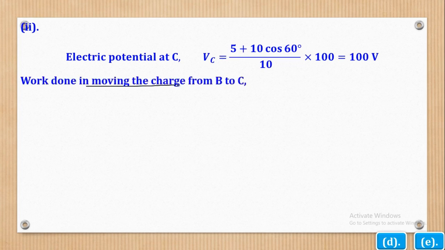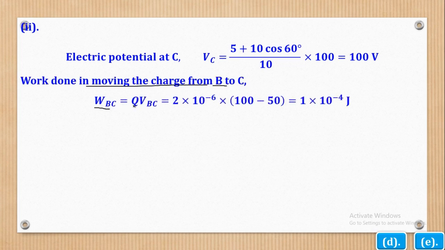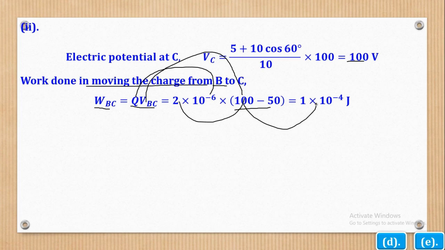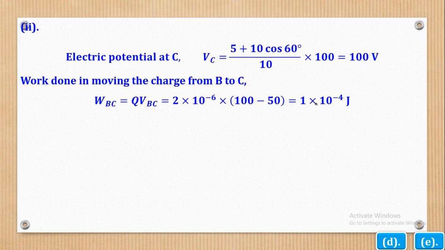Therefore, work done in moving the charge from B to C will be equal to WBC, which is 2 times VBC. So the charge is 2 microcoulombs, so you change it to coulombs. Then VBC is the potential difference, which will be 100 minus 50. Now when I multiply these two, I'll come up with 1 exponent negative 4 joules.